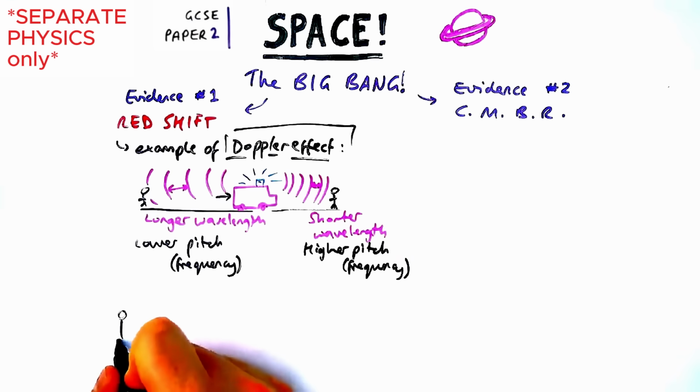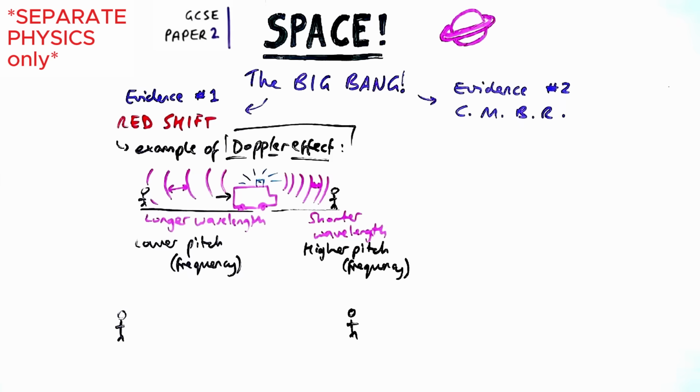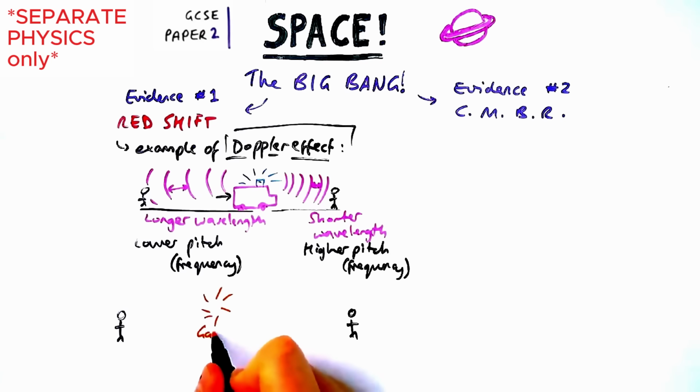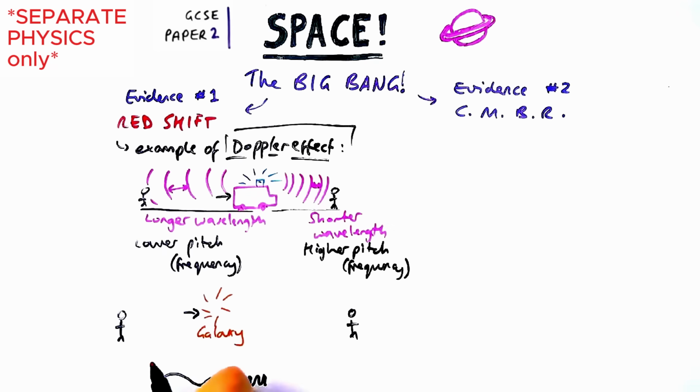Now, with redshift, we apply this to distant objects in space. So let's take our two people again. Let's say they're in different parts of the universe, and we've got a galaxy that's emitting a light. If it's traveling away from us, it will have, like we talked about, a longer wavelength. So let's look at the colors of the rainbow and see which one's got a longer wavelength.